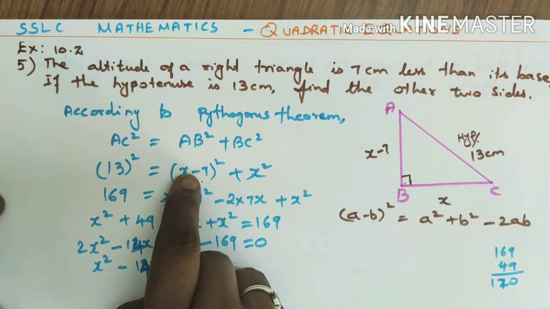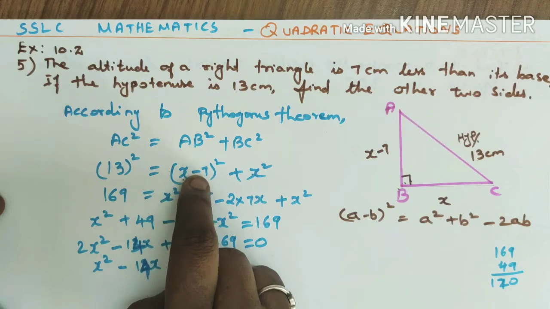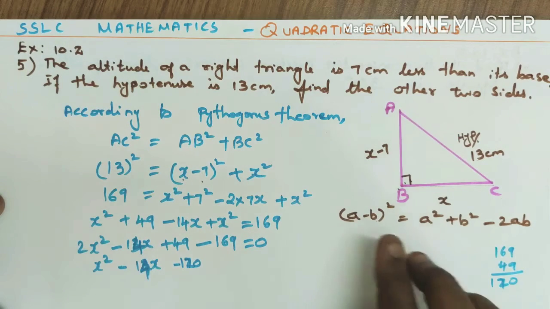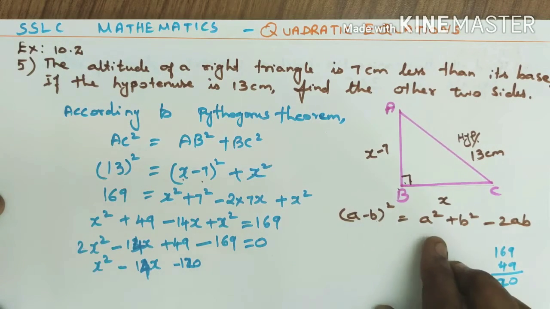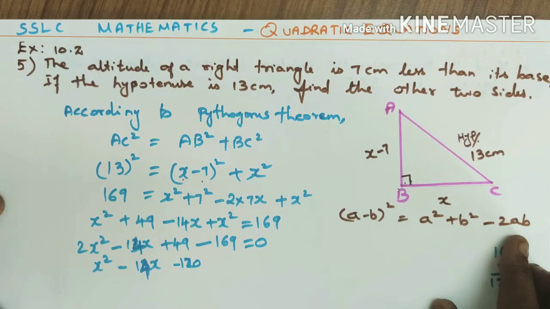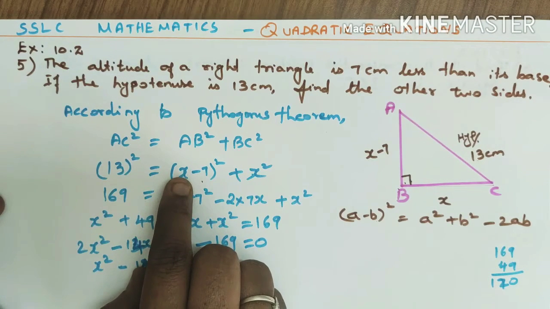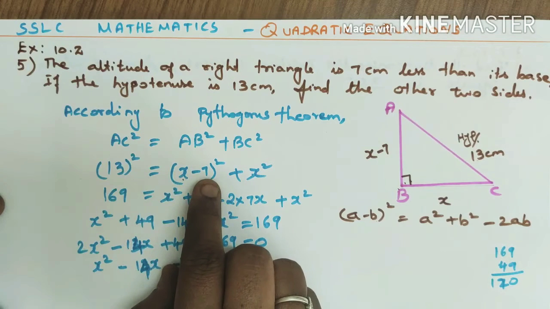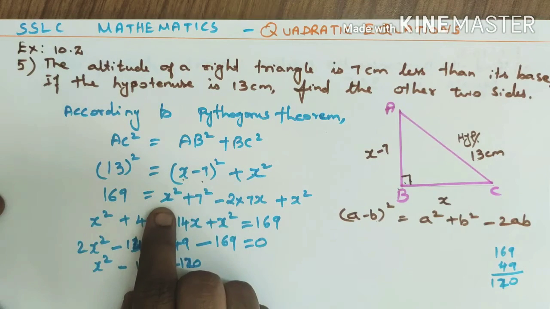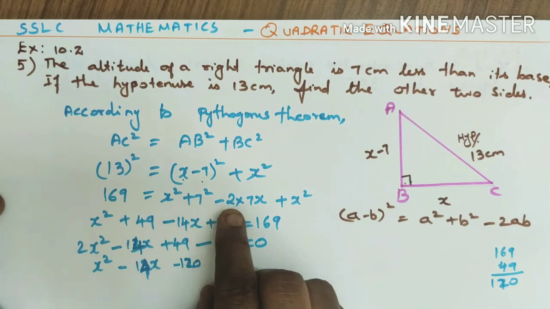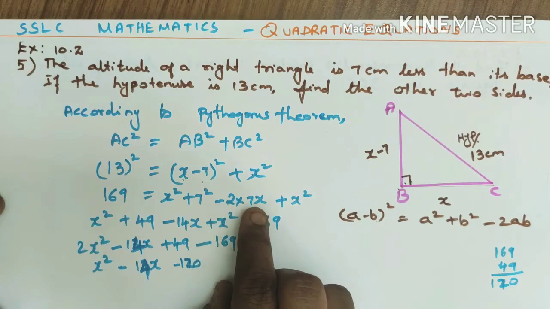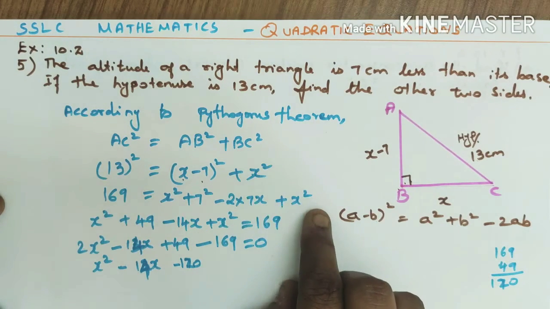Now this is of the form (a minus b) the whole square. So this is the formula: (a minus b) the whole square is a square plus b square minus 2ab. So use this identity to expand this term. If you expand, in the place of a, here x, and in the place of b, 7. So a square is nothing but x square, b square is 7 square, minus 2ab, that is 2 into 7x, plus this x square as it is.